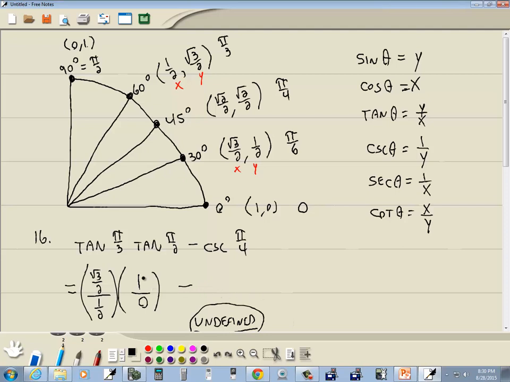But if this had worked out nice, I'd go here to cosecant. Cosecant is cosecant of pi over 4, which is right here. So we're going to be working with this point here. Cosecant is 1 over y, and our y is square root of 2 over 2. So we'd have 1 over square root of 2 over 2.